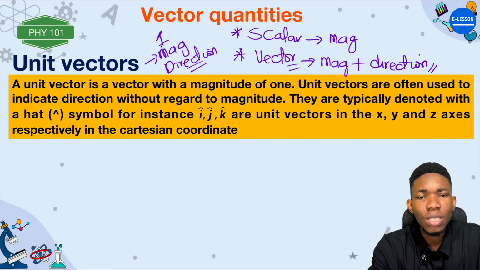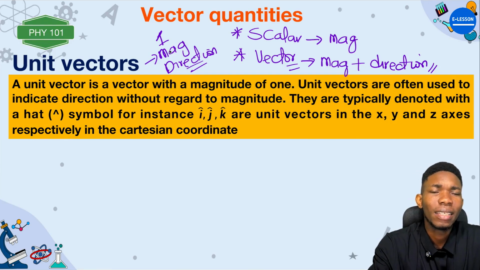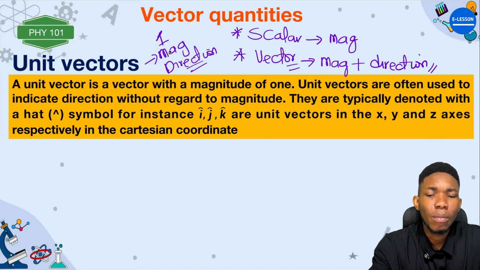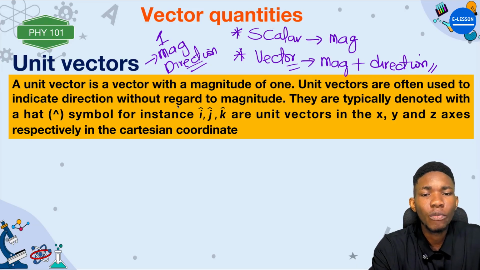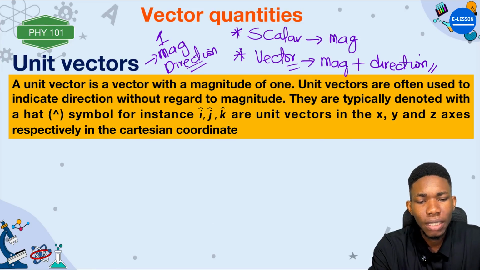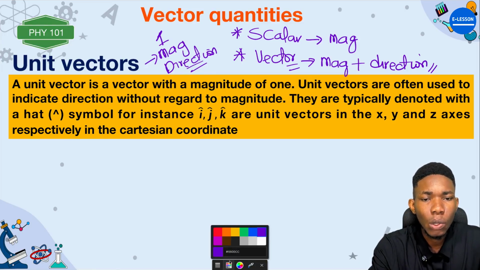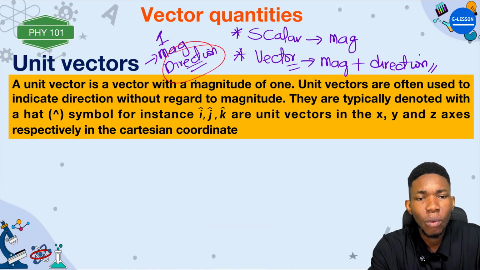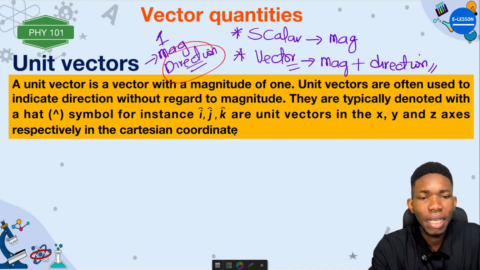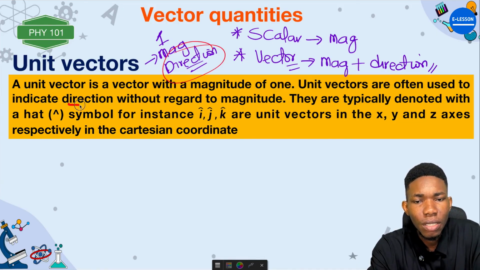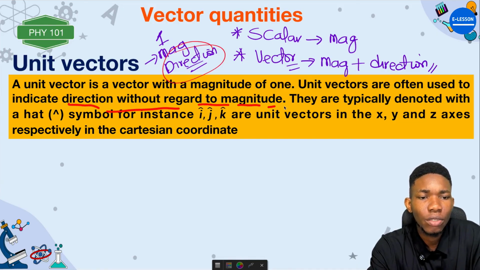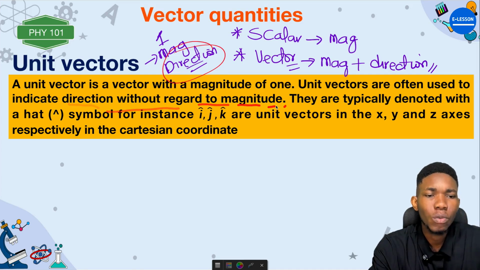And because the magnitude is 1, it has less effect, because anything multiplied by 1 is still that same thing. So, in most cases, unit vectors are often used to indicate direction without regard to their magnitude. Direction without regard to what? Magnitude, my dear students. So that is what a unit vector is.